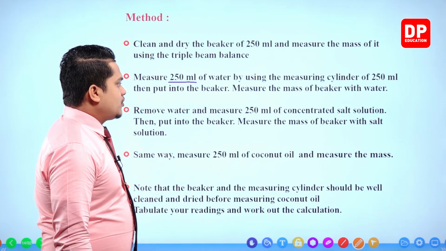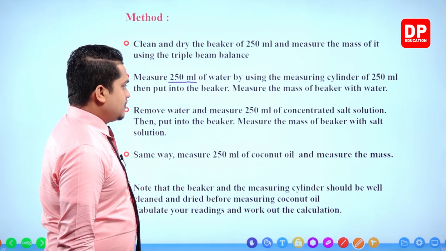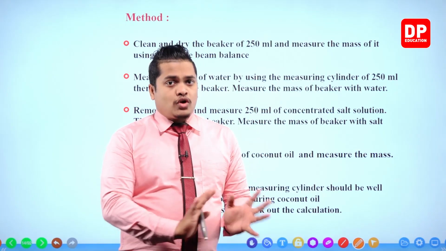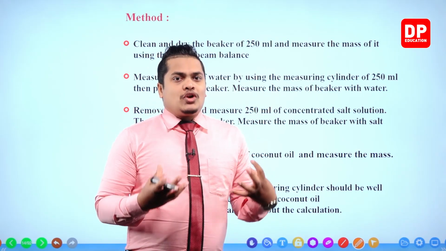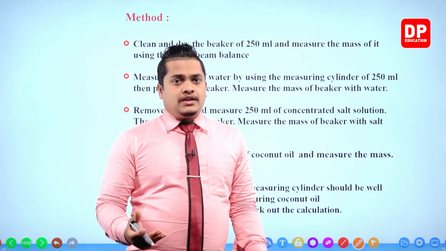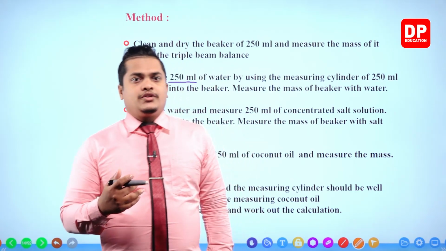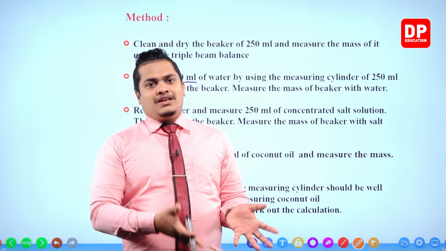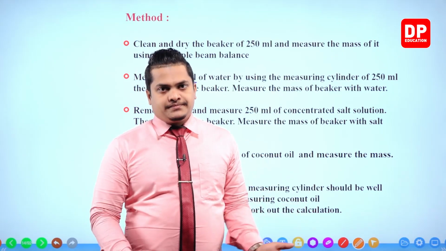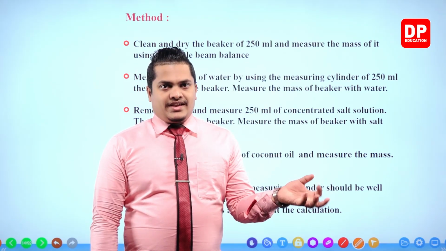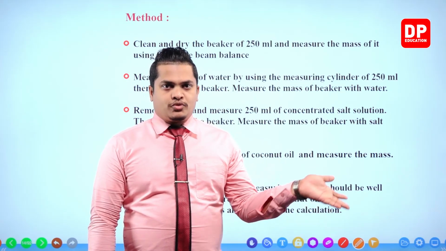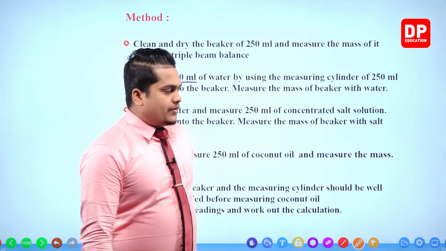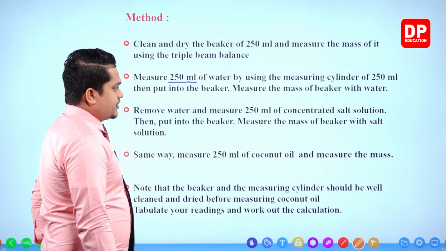Remove water and measure 250 milliliters of concentrated salt solution. Concentrated means here we are going to dissolve somewhat more salt, my dear children. That means there are more salt particles. More salt means the maximum possible amount of salt which you can dissolve should be there. So you take like 20 grams, dissolve it up to a maximum level, then you can even filter and take the solution. So concentrated salt solution is our next one.